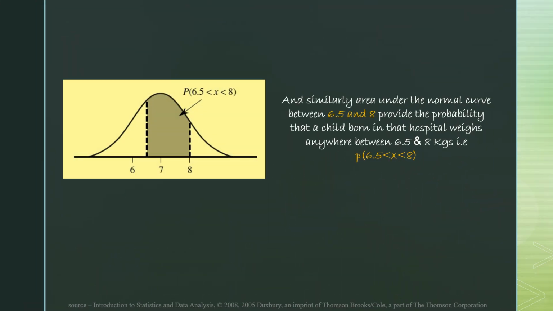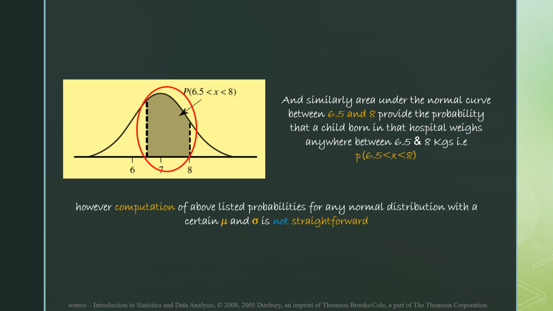And similarly, the area under the normal curve between 6.5 and 8 provides the probability that a child born in that hospital weighs anywhere between 6.5 and 8 kgs. That is, probability of x greater than 6.5 and less than 8. However, computation of the above listed probabilities for any normal distribution with a certain mu and a sigma is not straightforward.